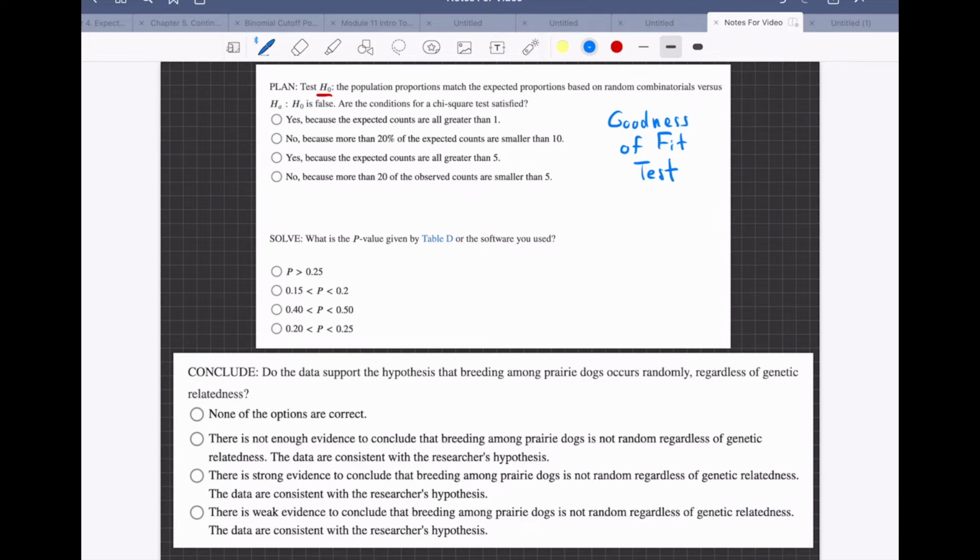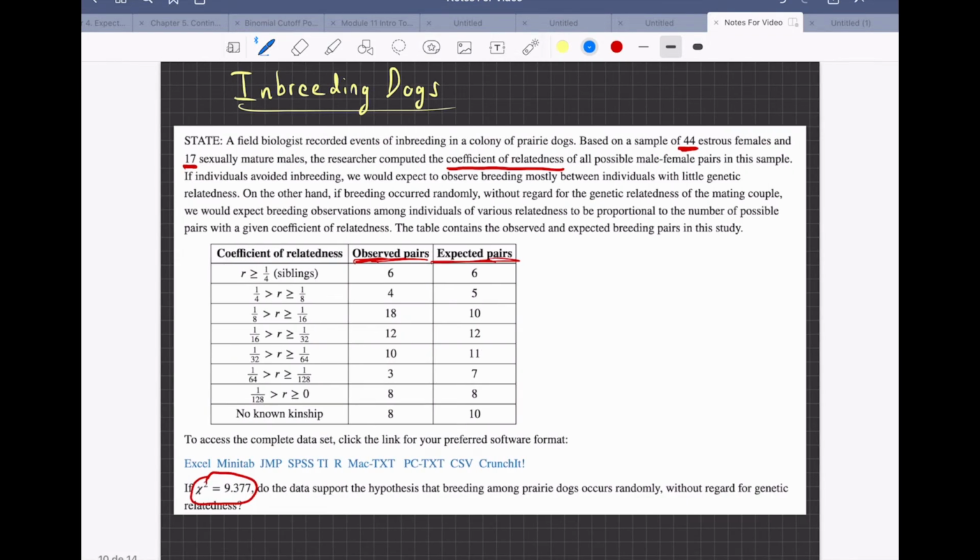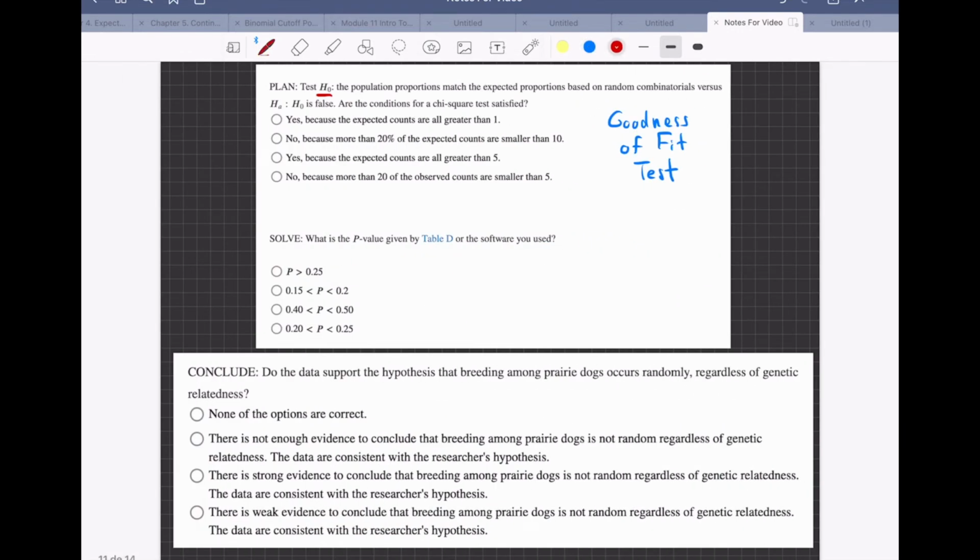Are the conditions for a chi-square test satisfied? Essentially, the only condition you have to verify is that what? These values are greater or equal than 5, but it is true, right? So yes, the answer is yes.